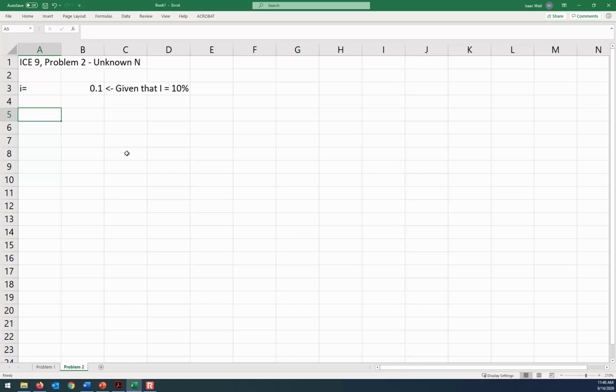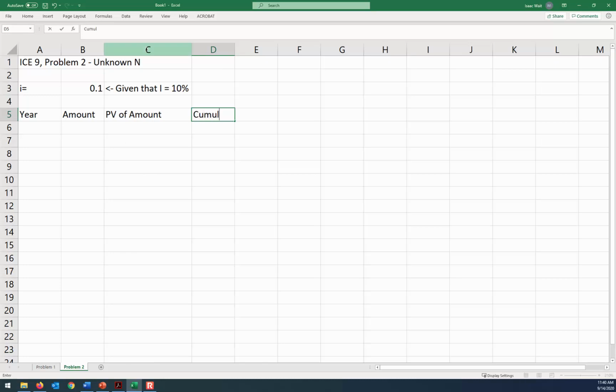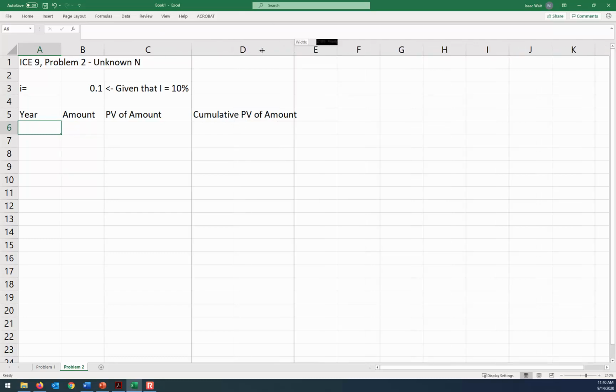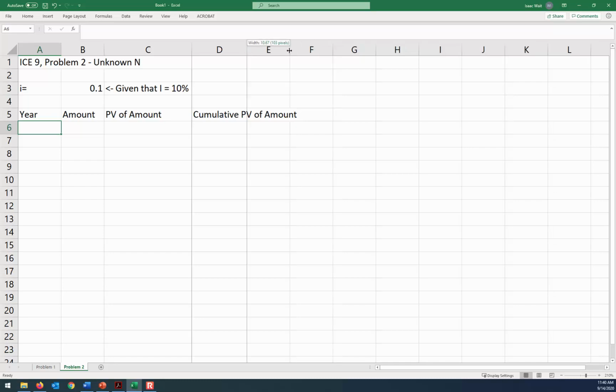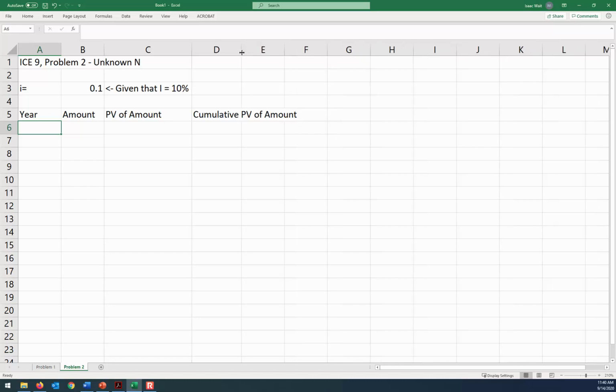And now some column headers. There's the year, the amount, the PV of the amount, and then a new column title, cumulative PV of the amount. And I'm making these column widths the right width. You can either drag it side to side like this, or if you just double click at the top, then it'll automatically make it the right width.